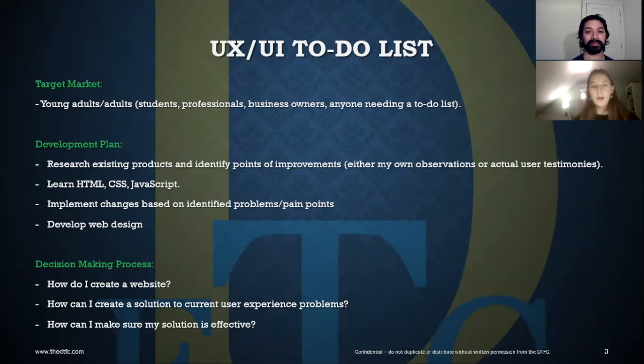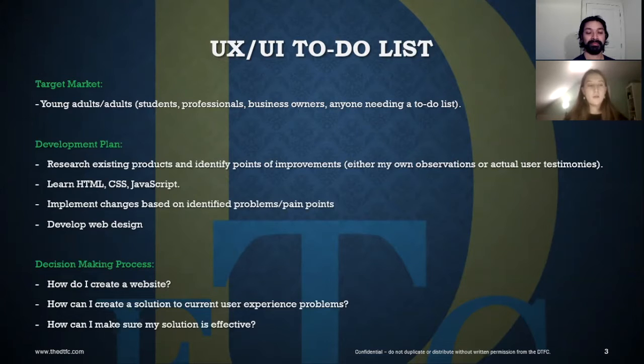For my development plan, I'm going to be researching existing products and identifying their points of improvement. I'm going to identify those points either through my own observations and research or through finding actual user testimonies that say, oh, these are pain points that I have when using these products. And so that'll be step one.